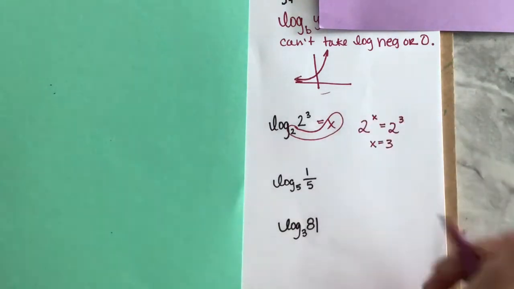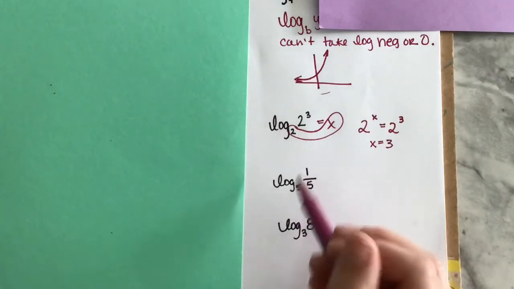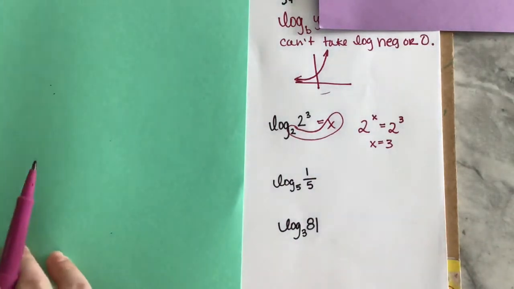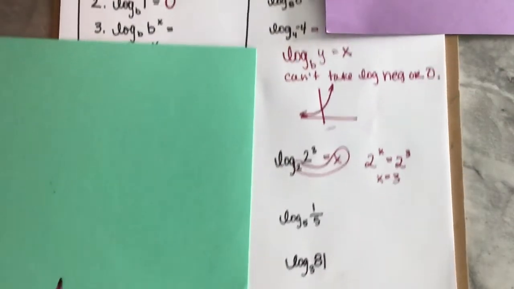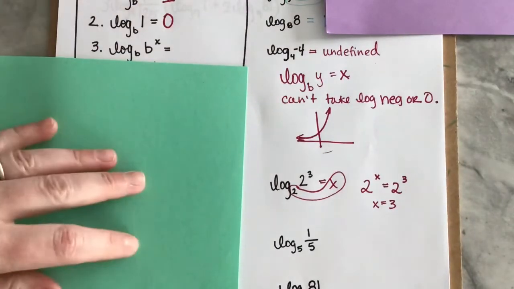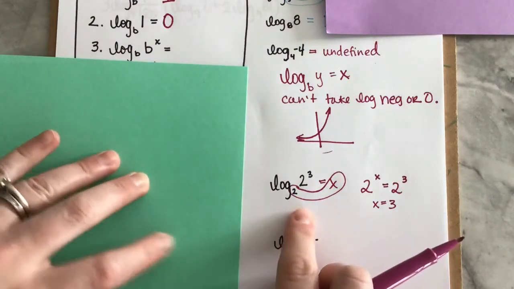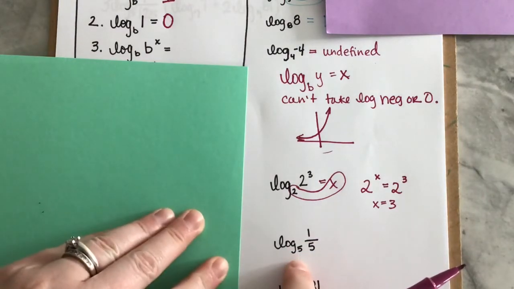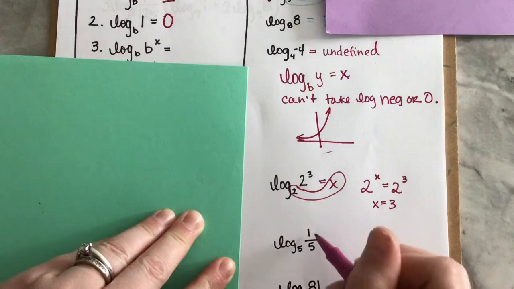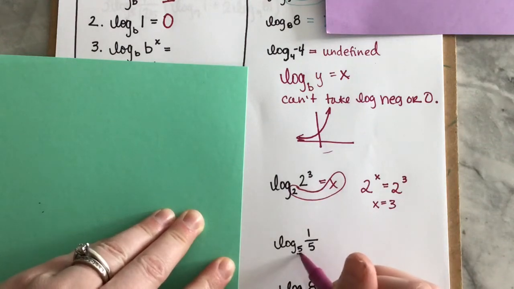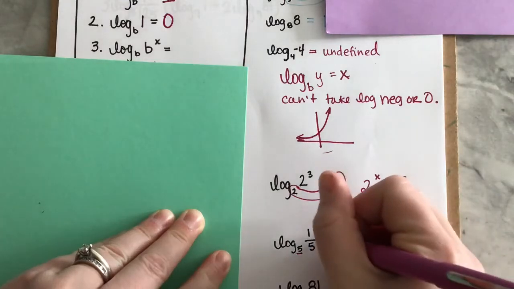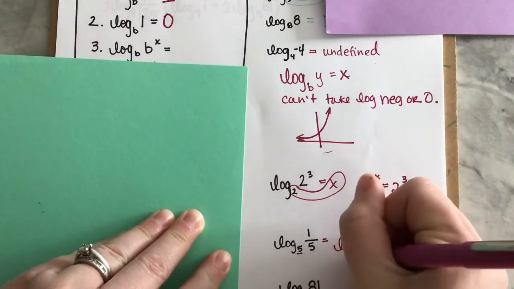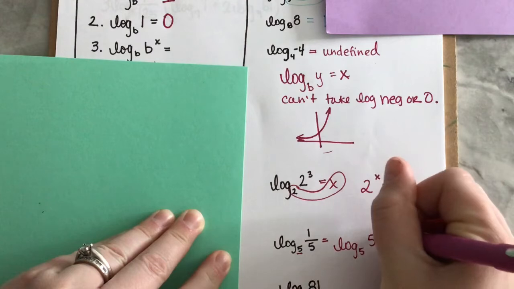So in this next problem, it's not in the same form as that third property or the same form of this one. But I can rewrite it like that. I can rewrite 1/5 so its base is 5, just like the base of the log. So that becomes log base 5 of 5.